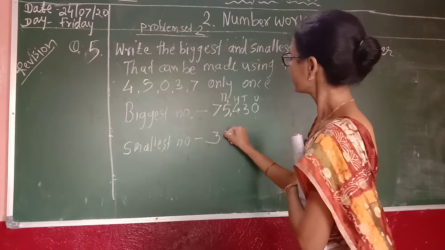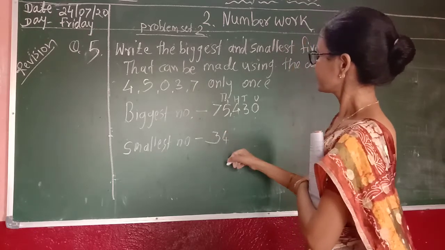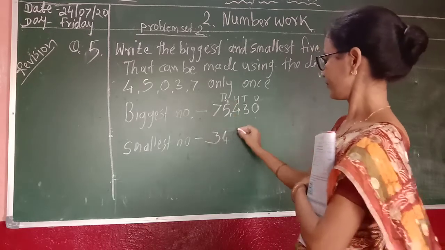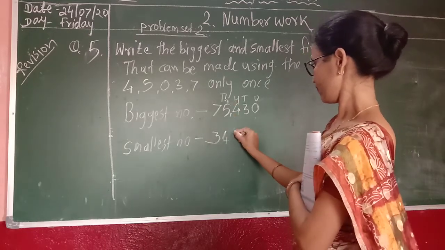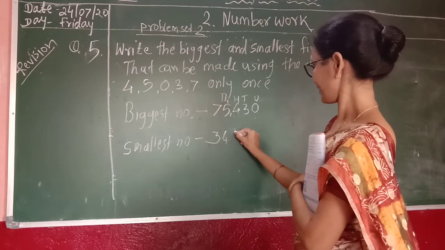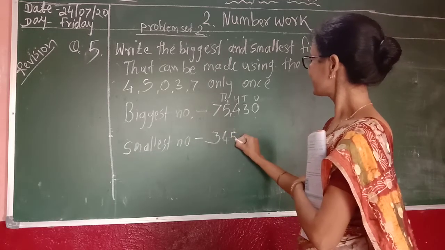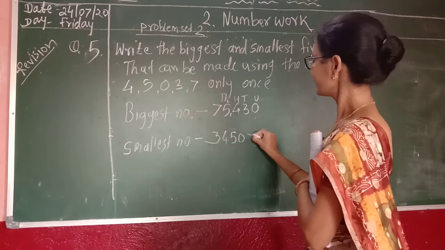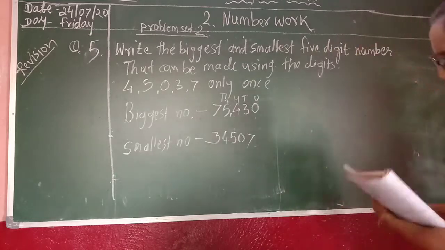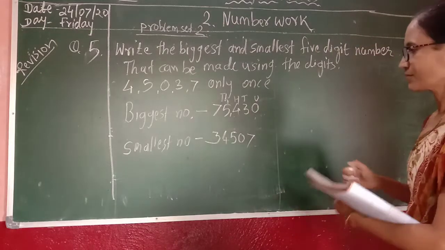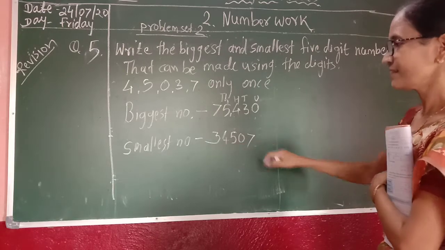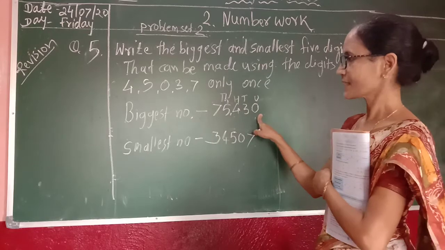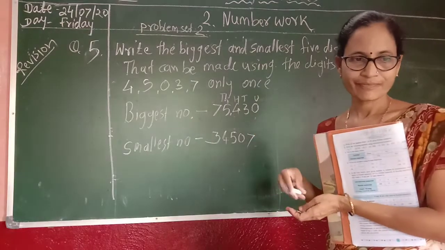4. Make the smallest number. And 5, 0 and 7. This is the smallest number. Okay, 34,507. Use these numbers and make the biggest number and the smallest number.